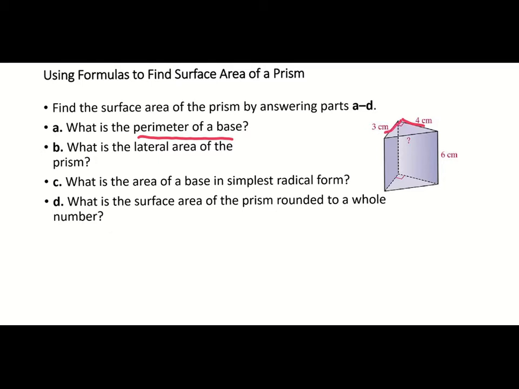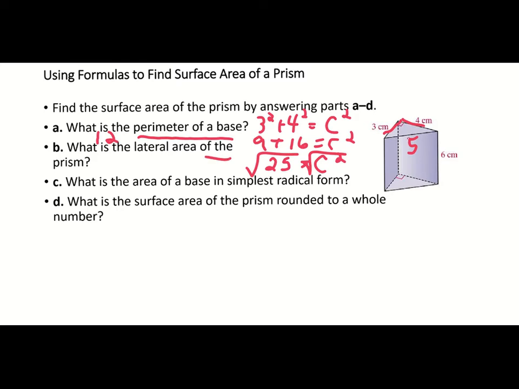So remember, your Pythagorean theorem can be used to find the third side. So if I do 3 squared plus 4 squared, it will equal c squared. I know that 3 squared is 9, 4 squared is 16. 9 plus 16 is 25 equals c squared. And then when I take the square root, c is going to be 5. So the perimeter of my base, if I add those 3 values together, 4 plus 5 is 9, 9 plus 3 is 12.